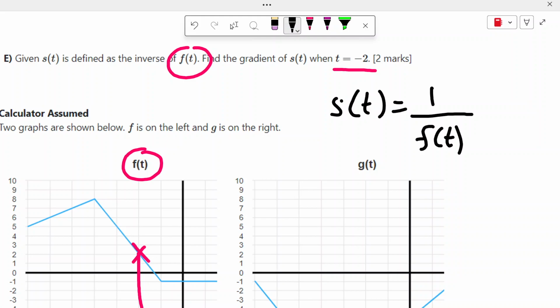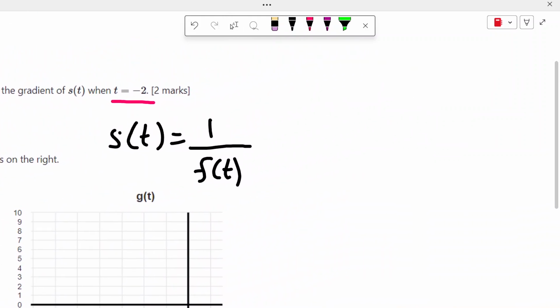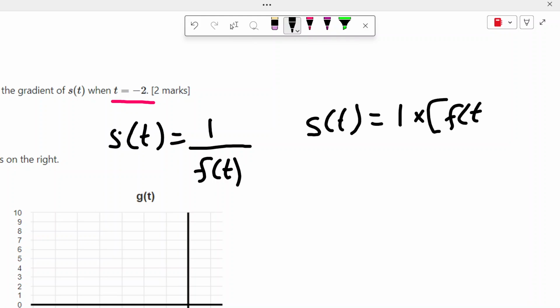Now, there's two ways of doing this. You can use the product rule and put the f of t at the top, like so. And you can do that, but it is a little bit tricky to do without seeing some numbers there. Or you can use the quotient rule. So this is where you say the top is 1 and the bottom is here.